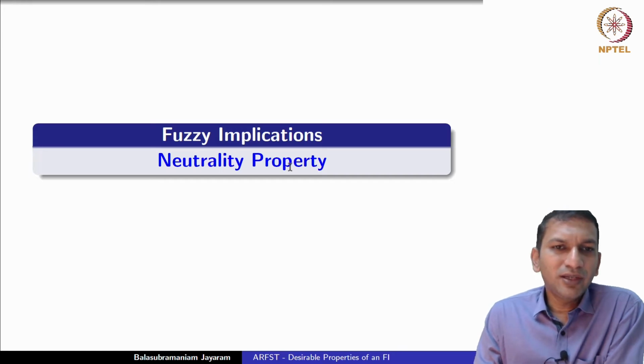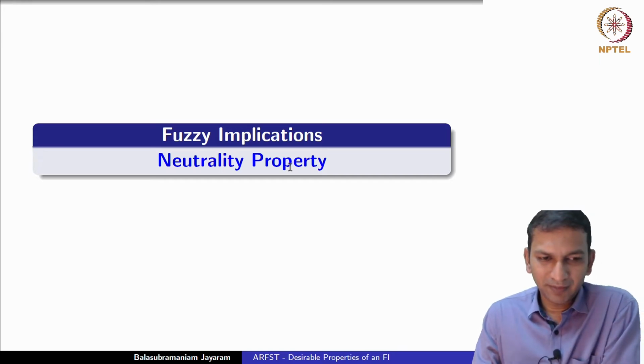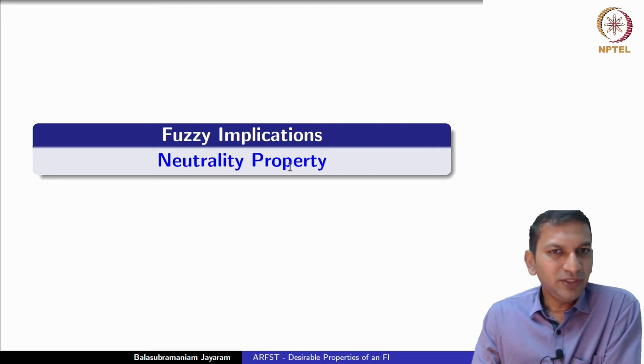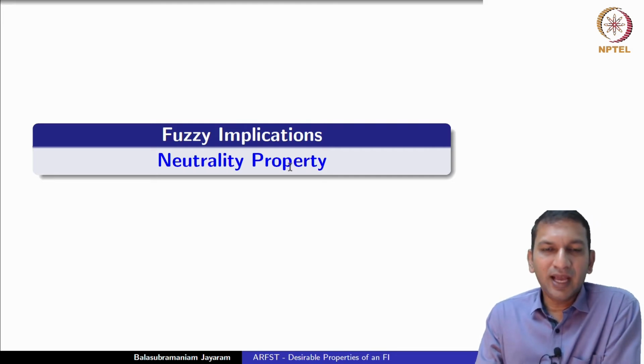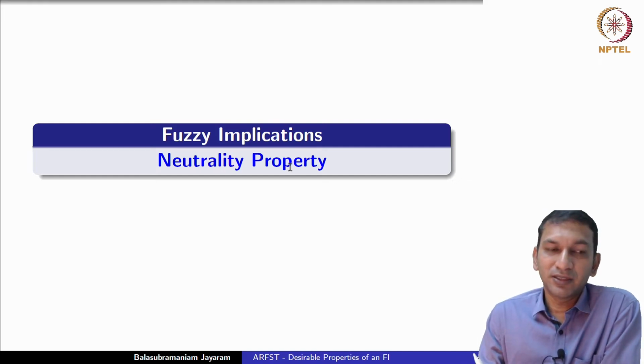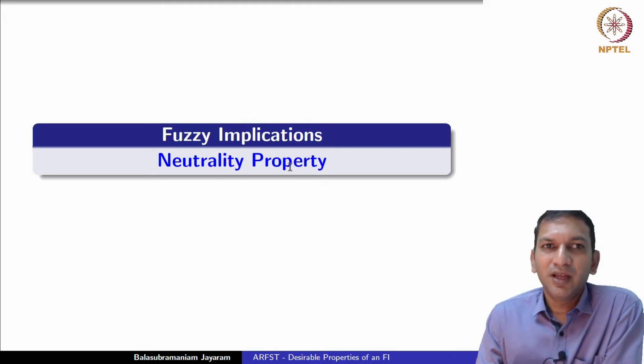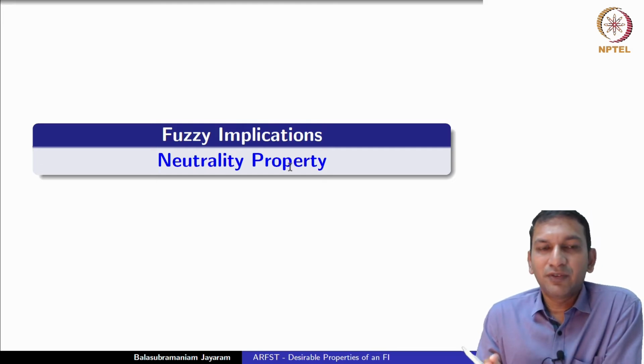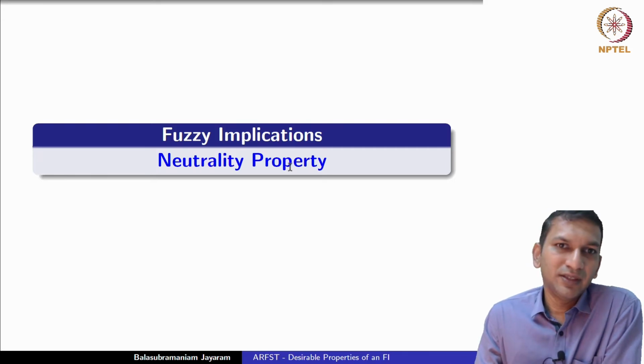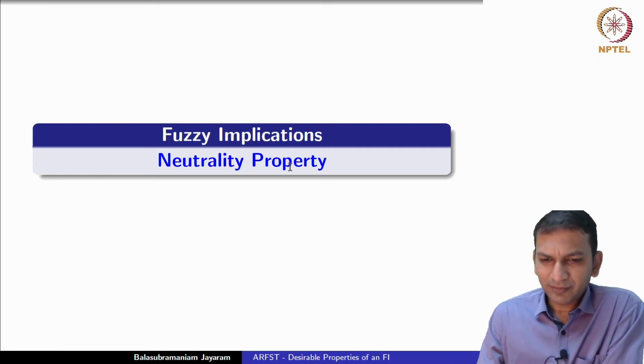Now let's look at some desirable properties. In the previous lecture, we had mentioned that in the axiomatic definition of a fuzzy implication, we have not asked for any algebraic properties, just the boundary condition and some monotonicity properties, which you could look at as some order theoretic properties. But it doesn't mean that a fuzzy implication is bereft of these algebraic properties. Let's look at a few of them.